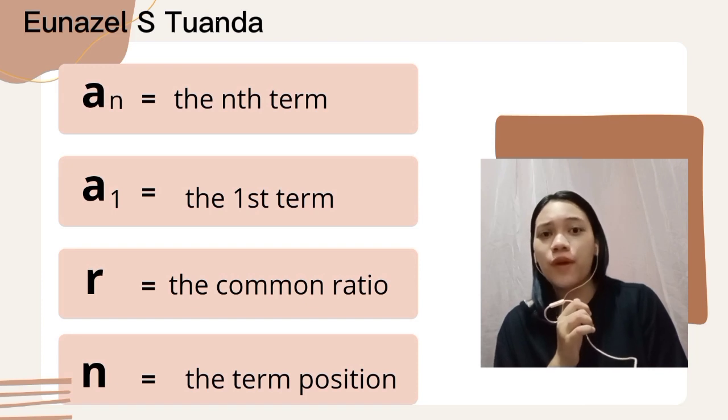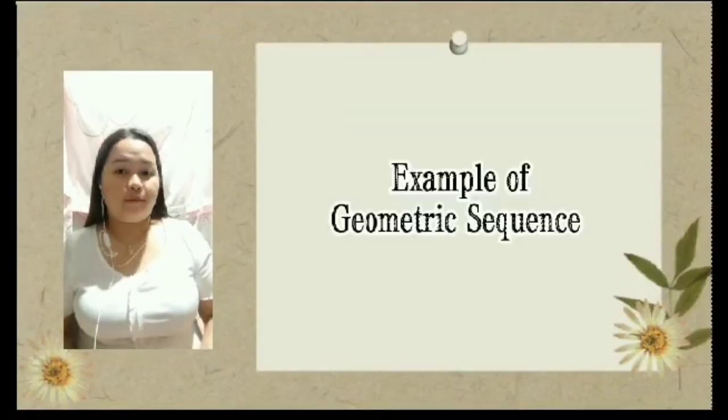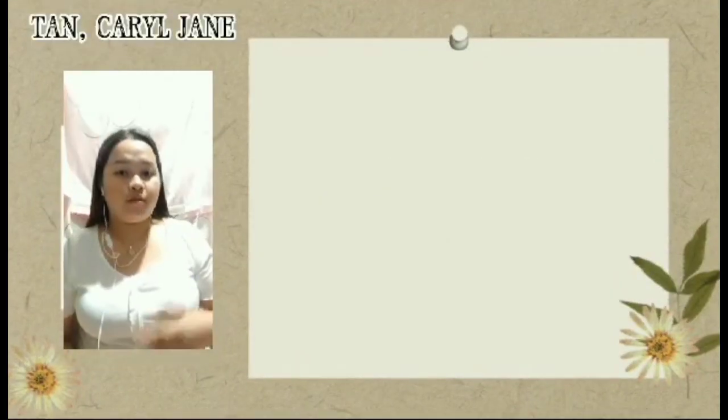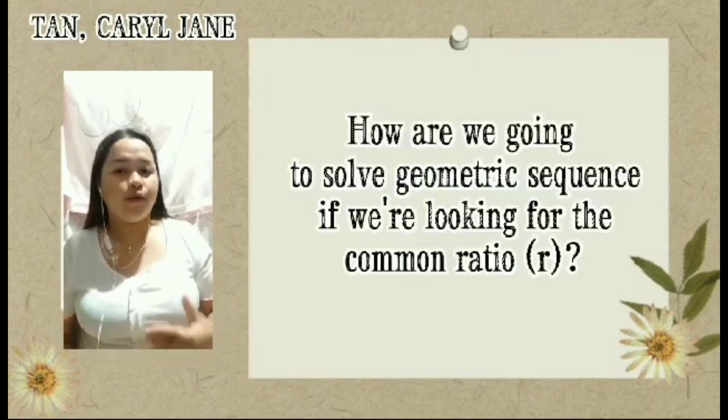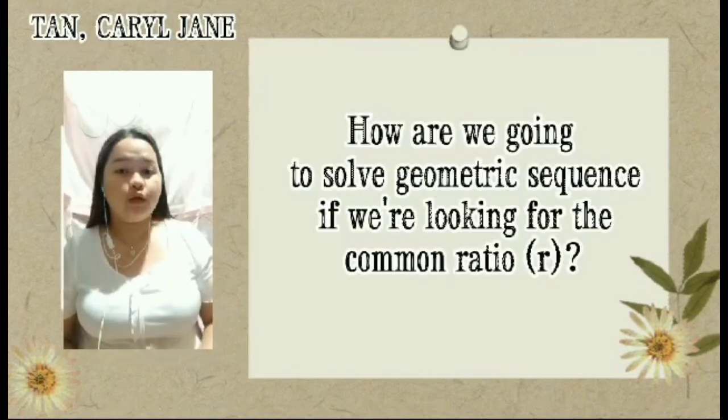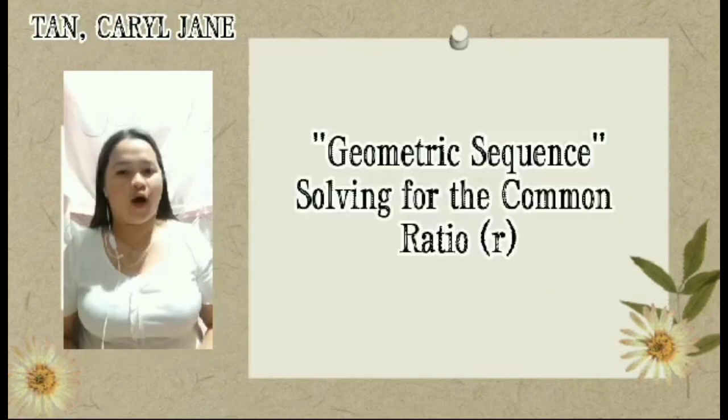Then r is our common ratio, while n is our term position. So let's try to use the formula. I'm going to show you another example of geometric sequence. The example that I'm going to show you is about how we are going to solve a geometric sequence if we are looking for the common ratio. So let's start and talk about it.